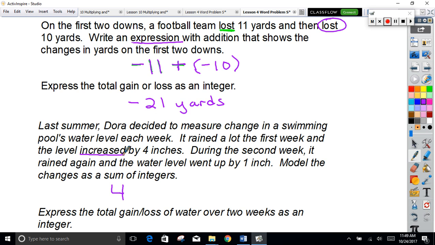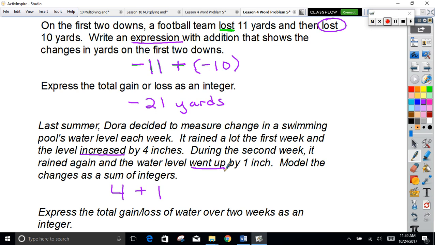All right, finish the expression for me, Gavin. Would it be plus positive 1? Good. Plus 1. What clue tells you that you're going to use a positive 1? It says "went up by 1." Good. Went up. So it went up by 1.